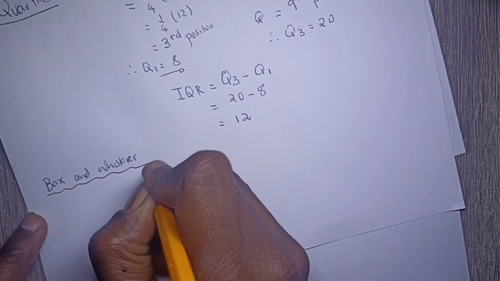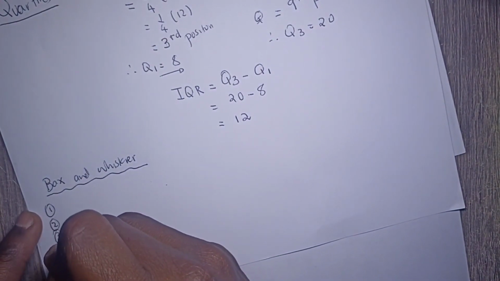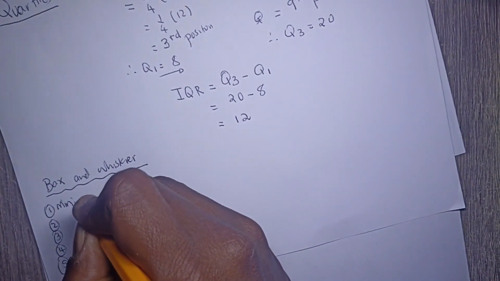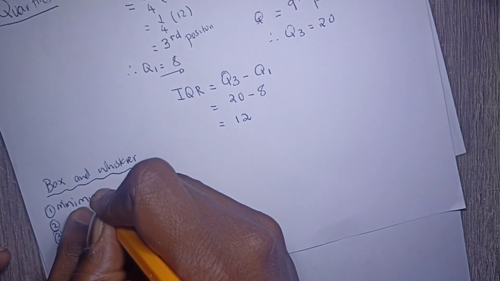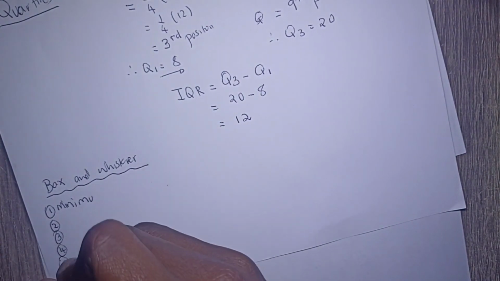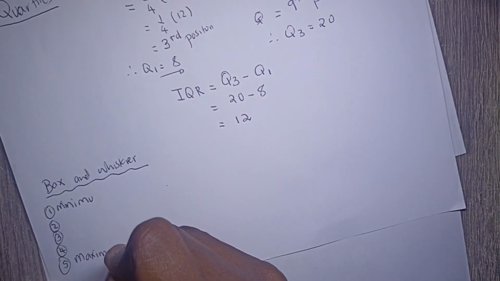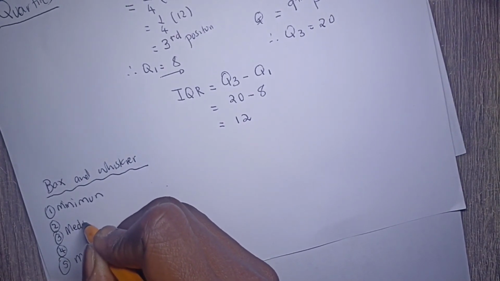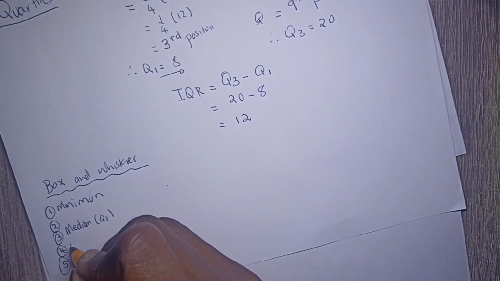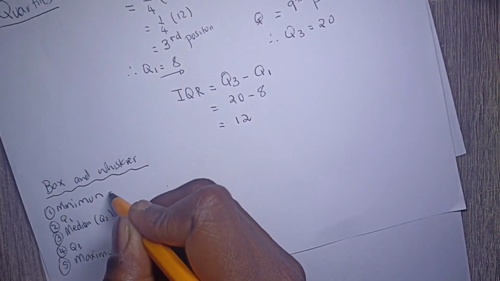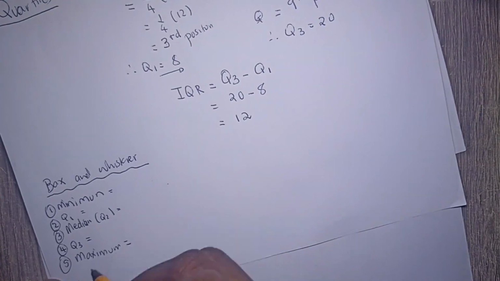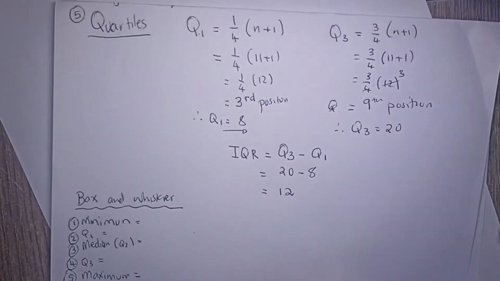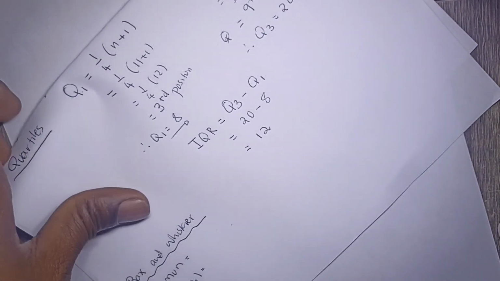And whisker. So we said before you do this, what do you need to do? You need to label your 5-number summary. You find your minimum, Q1, the median which is Q2, and then Q3, your upper quartile. So because we have worked out everything, it's easier now for us to identify the information.